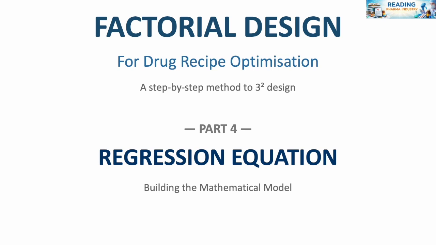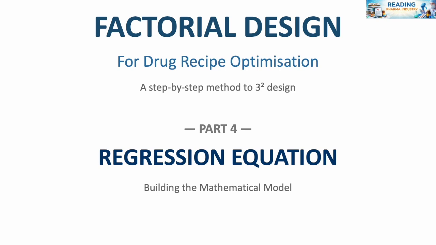Now imagine we've run all the experiments, the 9 experiments. So we've made all the 9 formulations and we measured the hardness of each one. So basically we have the data. The equation we're going to use, like I said, is a regression equation. And the question we have here is how do we turn this data into something useful?